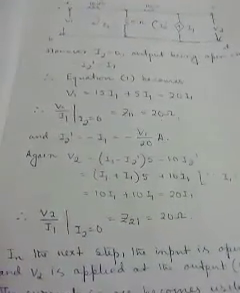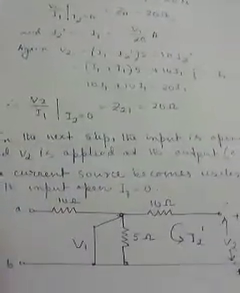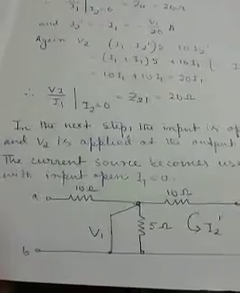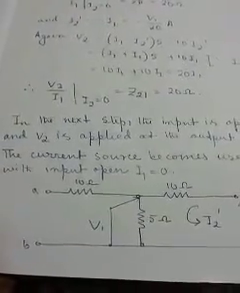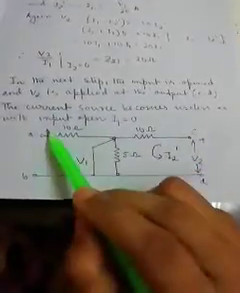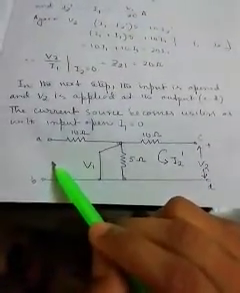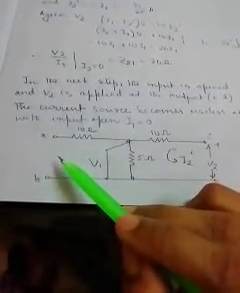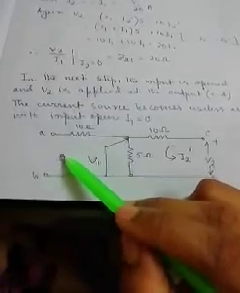So this is the first step, where we are able to find the values of Z11 as well as Z21. In the next step, we have to open the input port and give the supply from the output port as V2 and a current source. Now, whenever we open this terminal to make I1 zero, the dependent source becomes meaningless, having no value, because it was originally a dependent current source whose value depends on the value of I1.